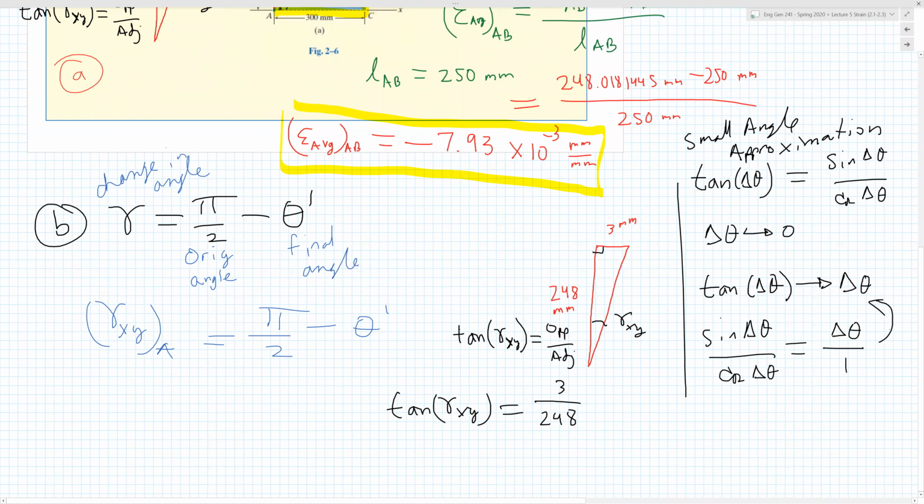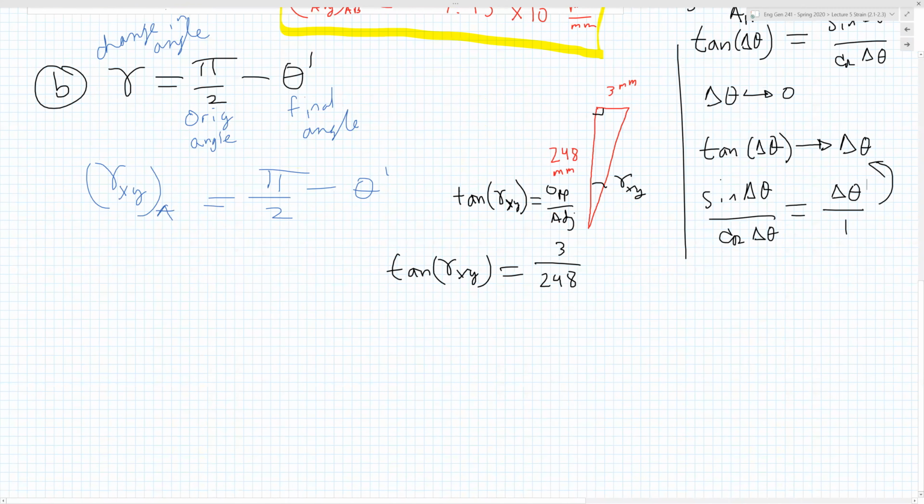So I'll prove it to you, okay? I want you to compare this. Normally you would do this. Well, gamma xy is equal to inverse tangent of 3 over 248, right?